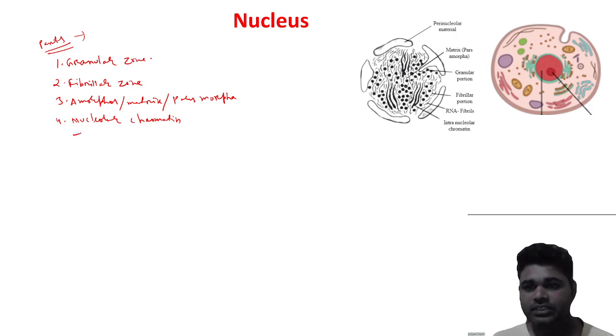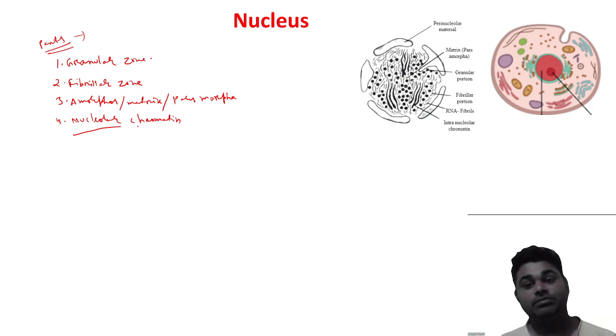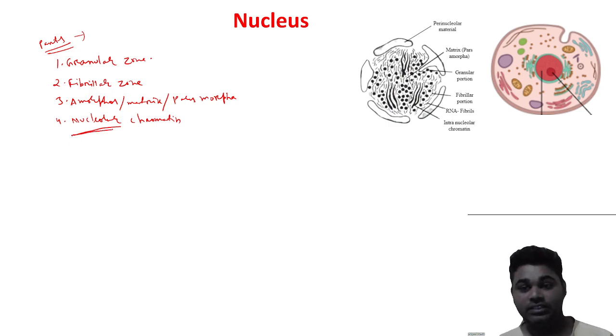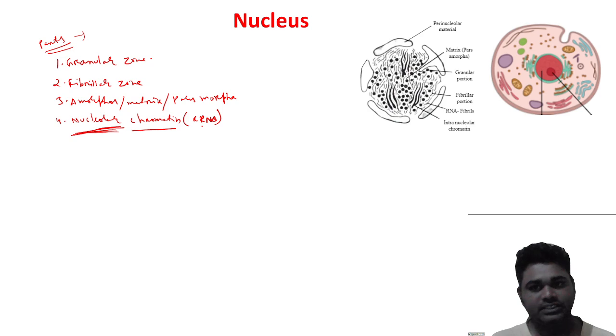Most importantly, it is the nucleolar chromatin, not nuclear chromatin. Nuclear chromatin means the chromosomes that are present in the nucleus. The nucleolar chromatin means the nucleoprotein or the rRNA that is present, not like the DNA that is present in the chromosomes. That is present in the nucleus, but in the nucleolus, there the rRNA is present.